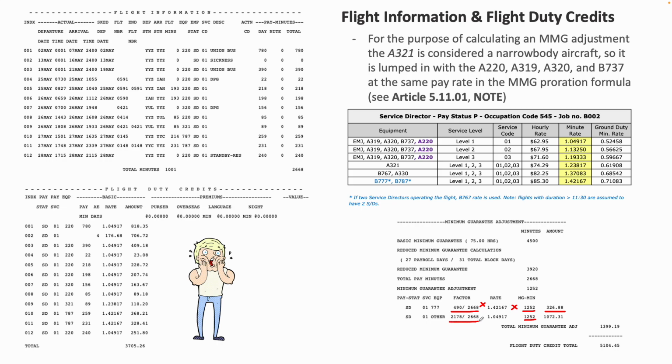For all the other aircraft type, this particular factor was 82% approximately. So when multiplying that factor by the narrow body rate of pay, that created a fractional number, which could then be multiplied by the number of minutes in the top-up, and that has us arriving at $1,072.31. This too is correct based on past practice and what's in our collective agreement. These two numbers added together get us to $1,399.19.